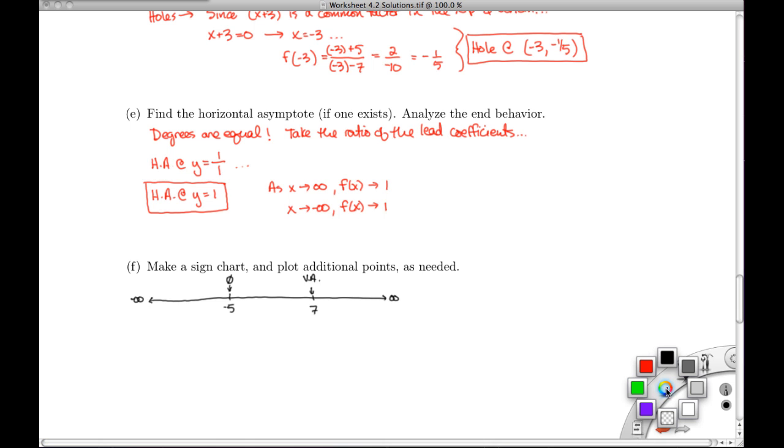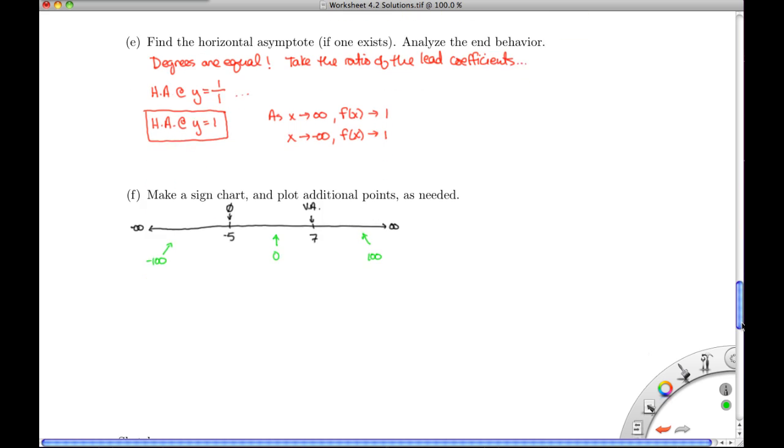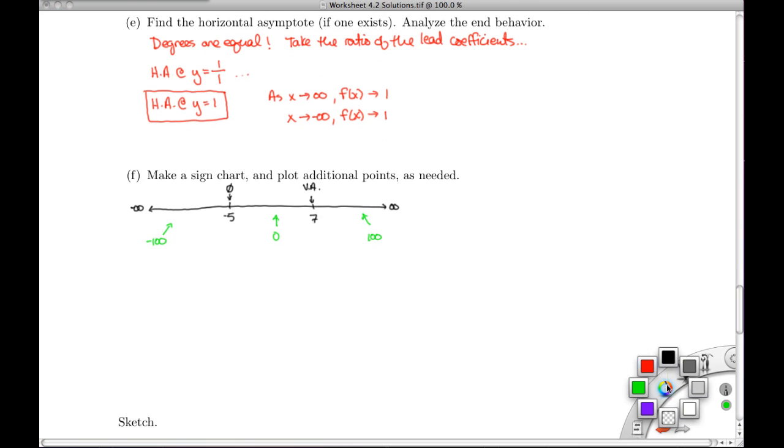Okay, so those are the only points we need to worry about. Now we're going to go ahead and pick test points. Kind of like last time, I'm going to pick -100 from this interval, 0 from this interval, and +100 from this interval. And we are just going to go ahead and plug these into our function. Now, I'm going to use the simplified version of our function here because this is going to be a lot easier to work through. You could use either, but this is going to be a lot easier.